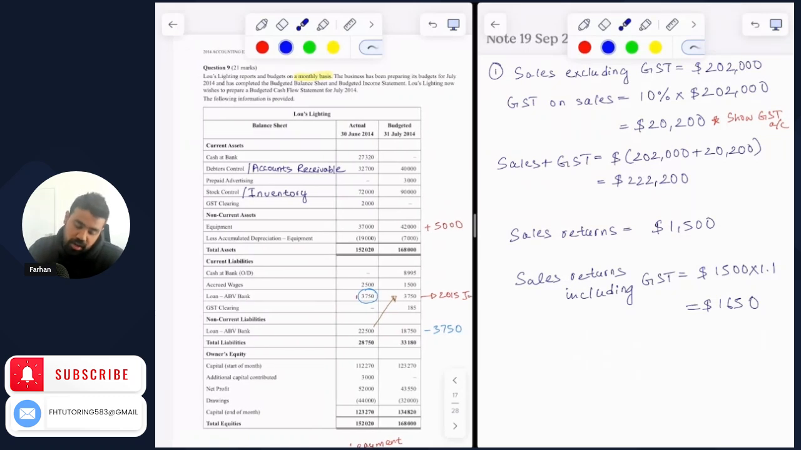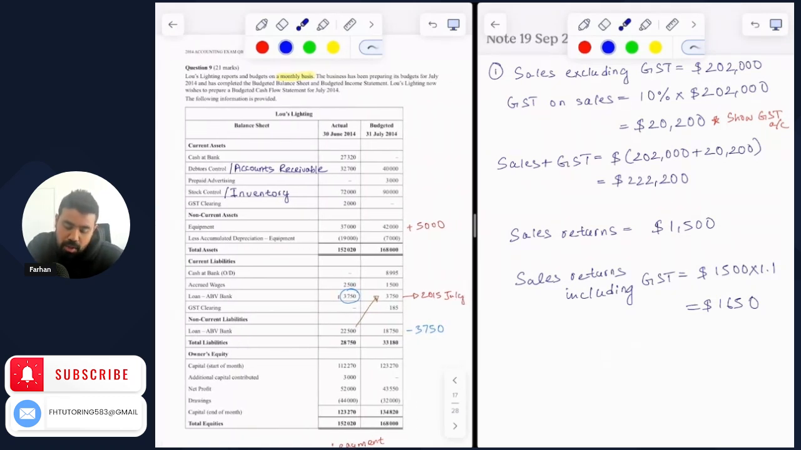So Luz Lighting reports and budgets on a monthly basis. The business has been preparing its budgets for July 2014 and has completed the budgeted balance sheet and budgeted income statement. Luz Lighting now wishes to prepare a cash flow statement for July 2014.